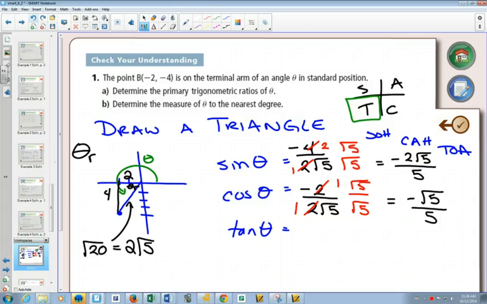And finally, tan is going to be 4 over 2, which simplifies to 2. And tan is positive, so it'll stay positive.